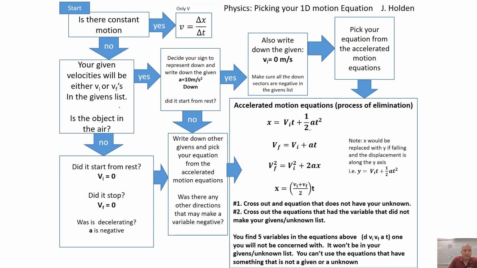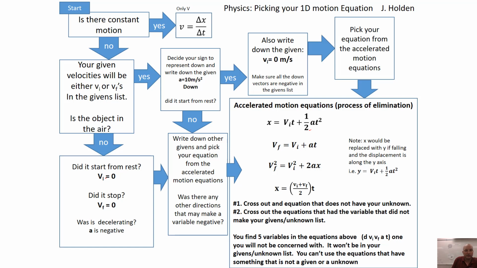From that point, you need to ask yourself, okay, is it in the air? Is it under the influence of gravity? We call that free fall. And if it is, your A is going to be 10 meters per second squared down. If not, then you just have to keep on going, asking yourself questions. And even if it is, you still would have to ask yourself these questions.